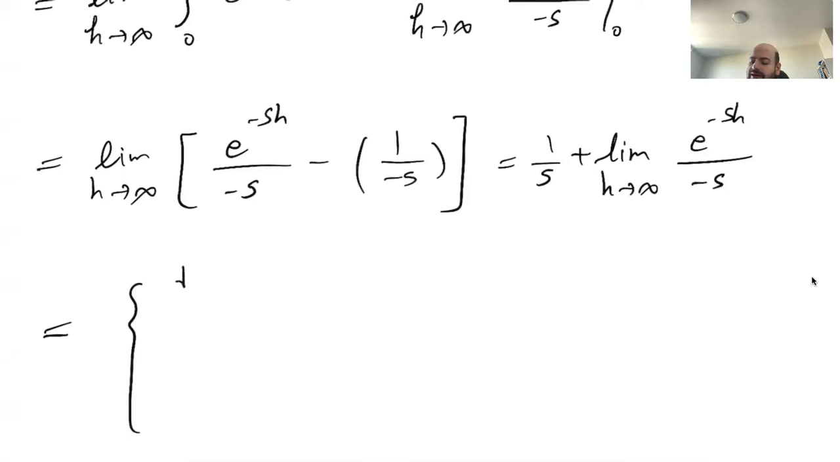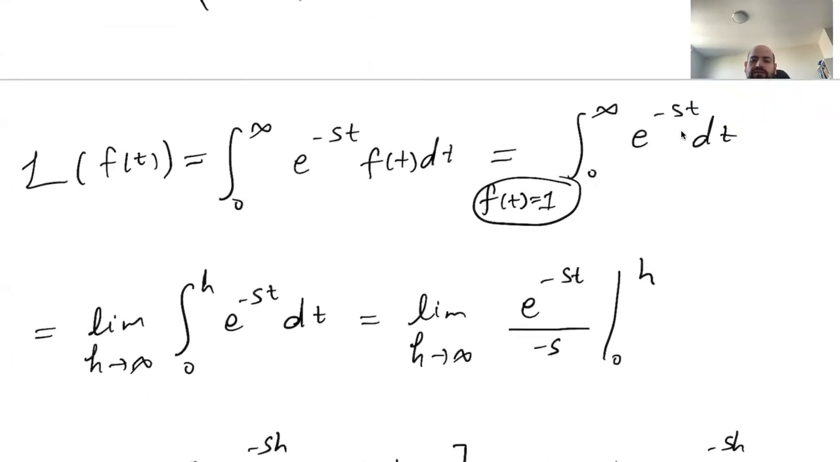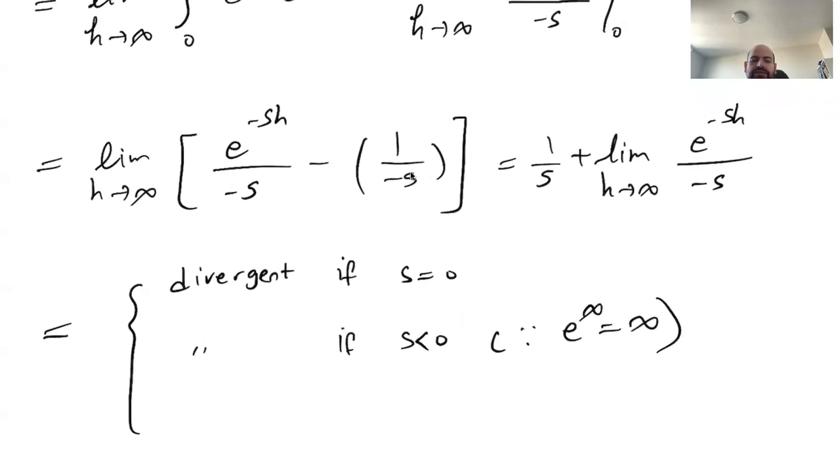So the integral will be divergent if s equals 0, and divergent if s is negative, because e to power infinity will be infinity. If s is 0, I repeat one more time, you don't need to do any of these. Just look at the original integral. If s is 0, e to power 0 will be 1. Integral 0 to infinity of 1 dt will be infinity. So in that case, we will have divergence.